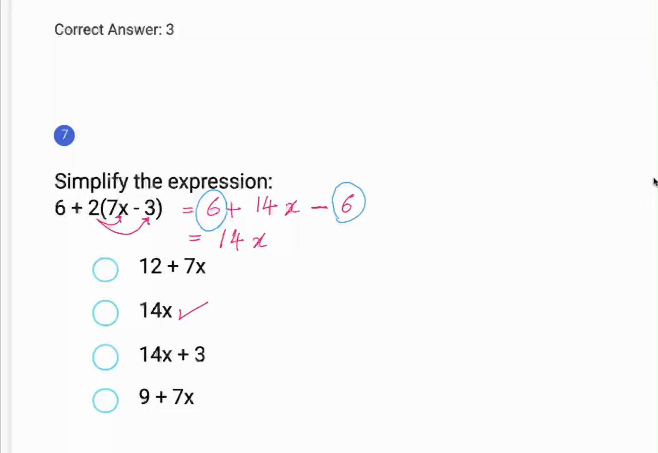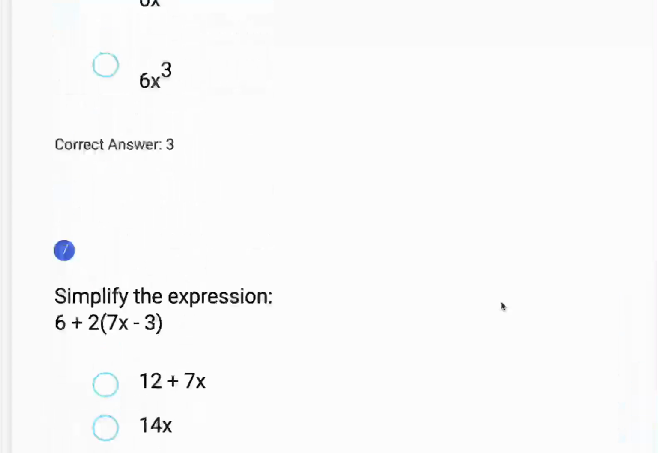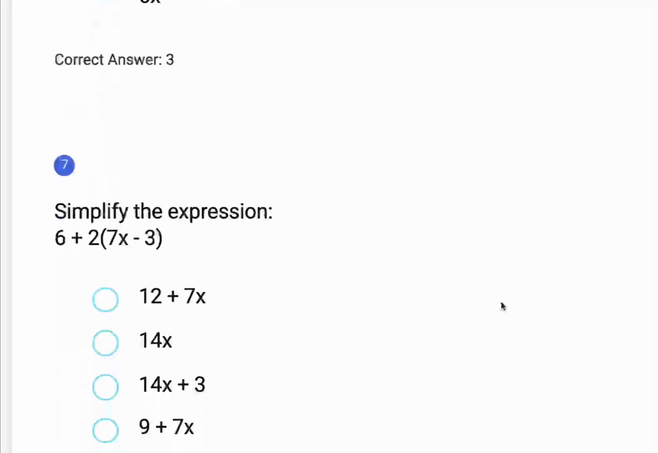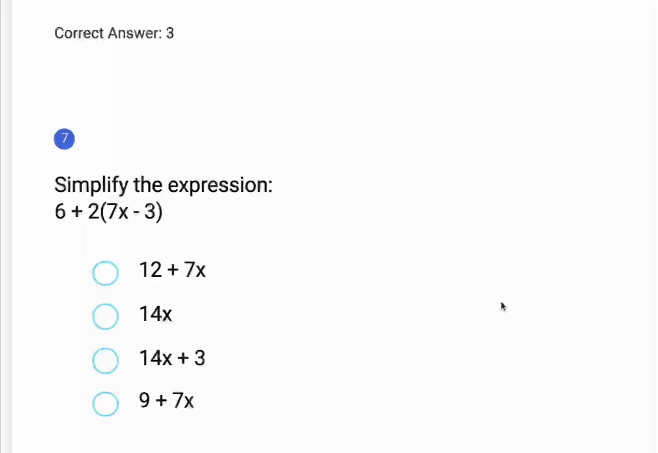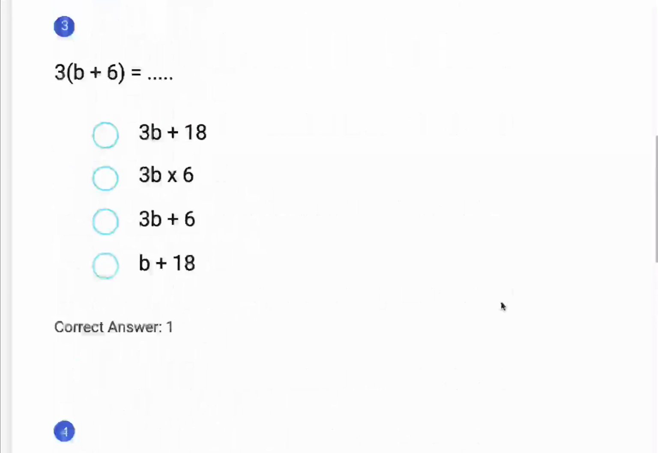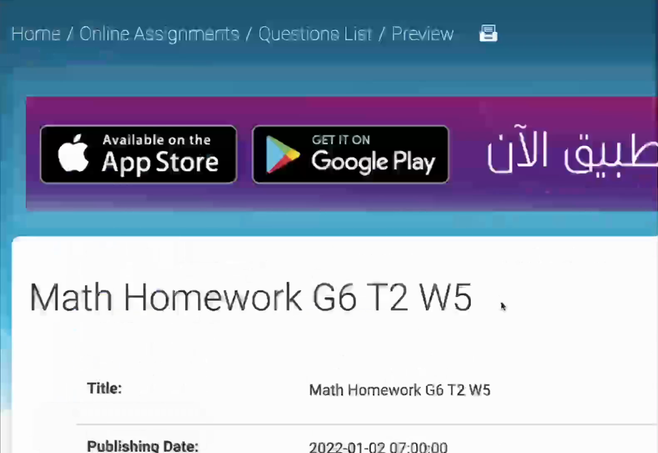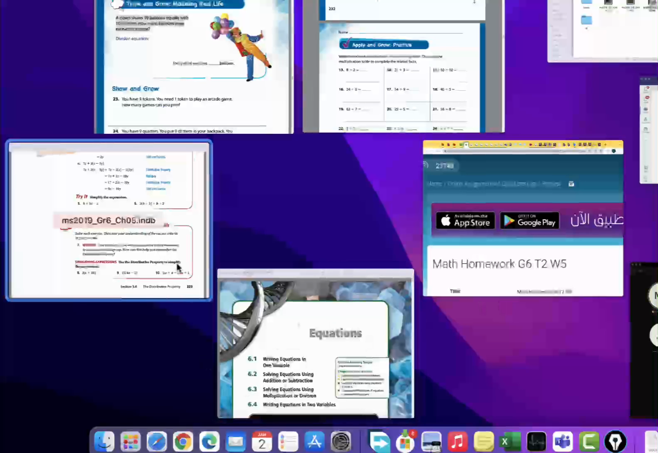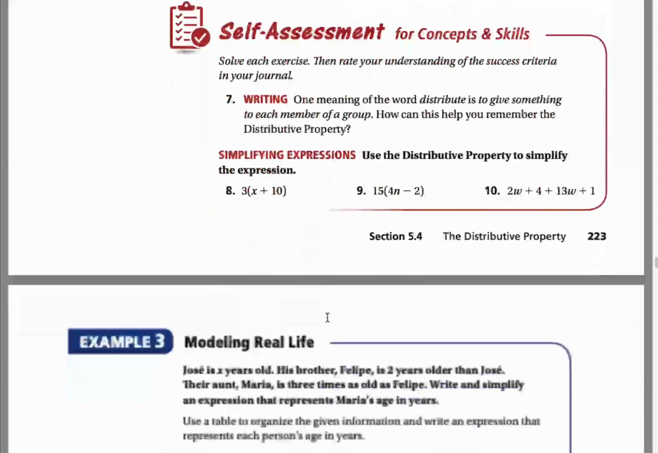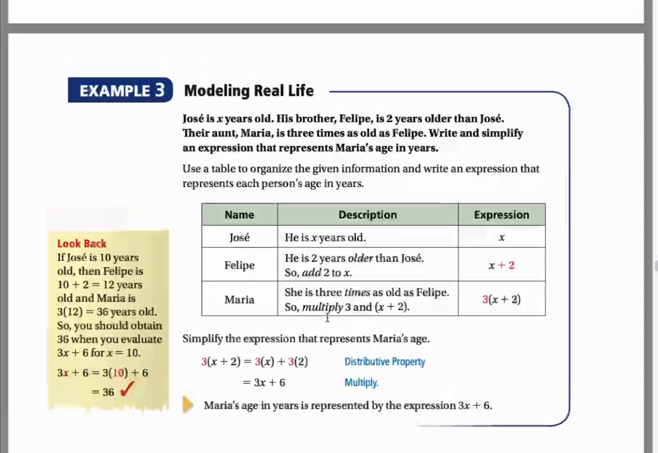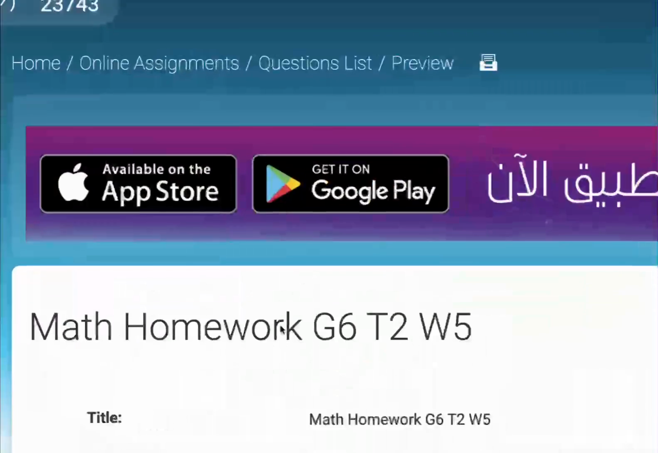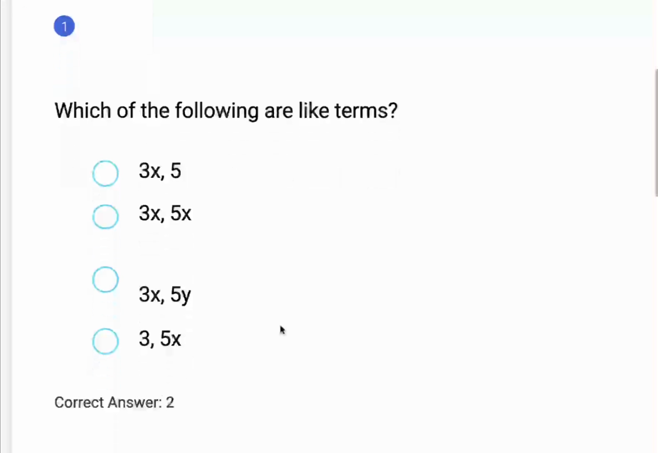Any problems, my heroes? Any questions? No, Mister, there is no question. Any problems, my heroes, about this homework? Okay, now let's go back to the book. And here we have question number 1. In question number 1, the like terms are 3x and 5x.